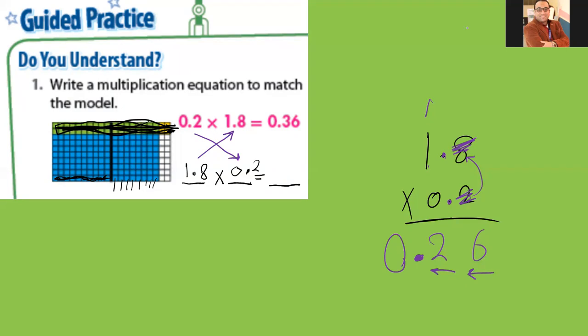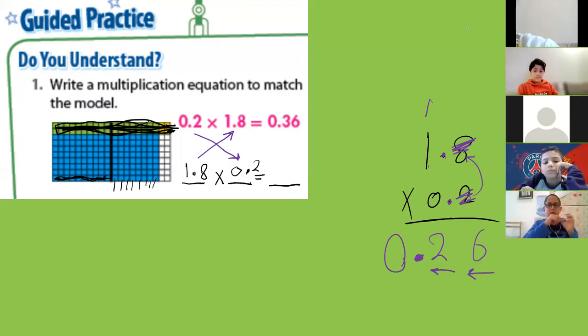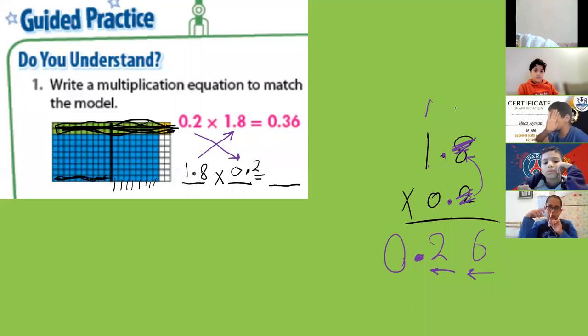Mister, why did we make the answer 0.26, not 0.36? I'm sorry, I forgot to add this 136. The mistake is from me. Okay. Now, thank you, Iwan, and let's move to another one.